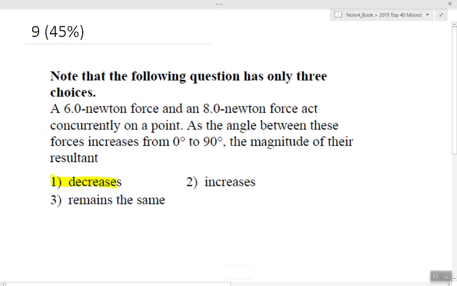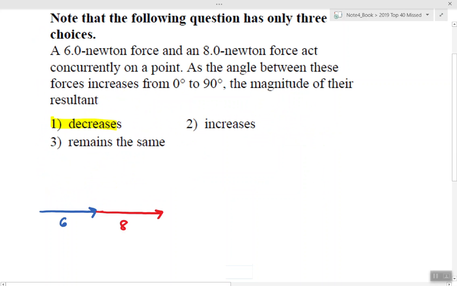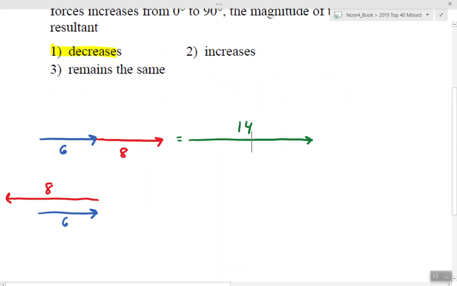1. Decreases. Classic vector question. You have to know this. The largest sum of two vectors will be just adding the numbers. So in this case, 6 and 8 being 14. But that's only true when they face the same direction, 0 degrees. If they face the opposite direction, the resultant, the name for two vectors being added together, would be 2. But it'd be to the left because vectors have direction. The bigger one's to the left, 8, 6. The difference between them is 2.